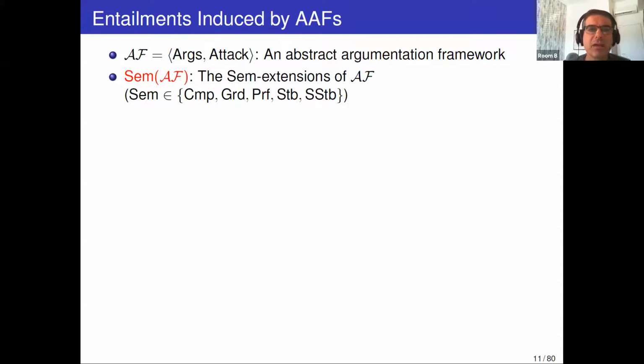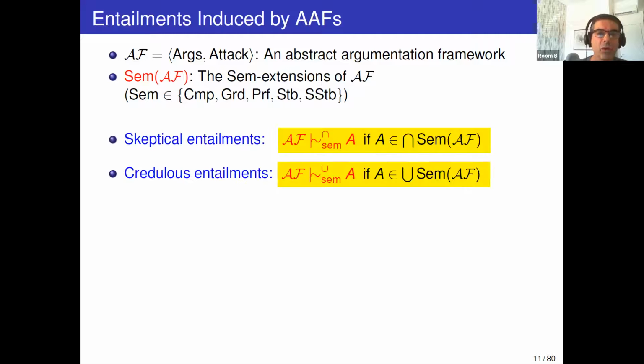One of the basic notions related to abstract argumentation frameworks is what can be inferred, what can be entailed by a framework. Again, we use Dung semantics to define entailments induced by an abstract argumentation framework. Suppose we have a framework, and let's denote by SEM of this framework all the extensions of the same type, where SEM can be either complete, grounded, preferred, stable, or semi-stable extensions. Once we fix this semantics, we can define the entailment, or the arguments that can be deduced by this framework.